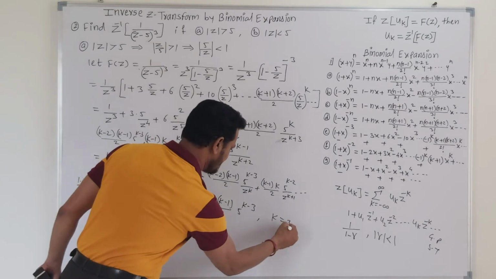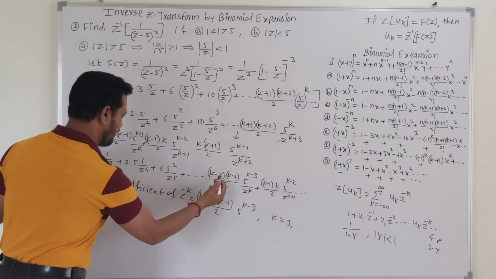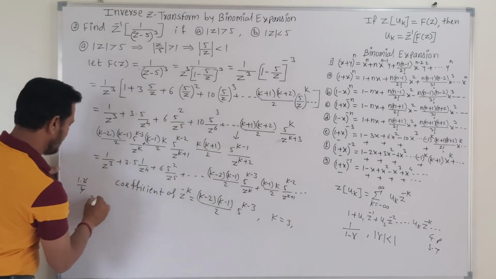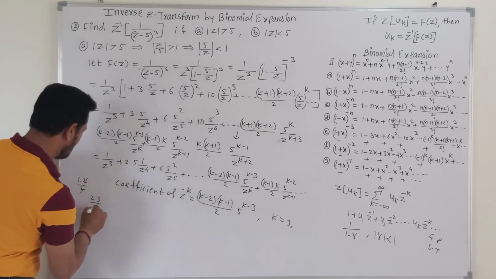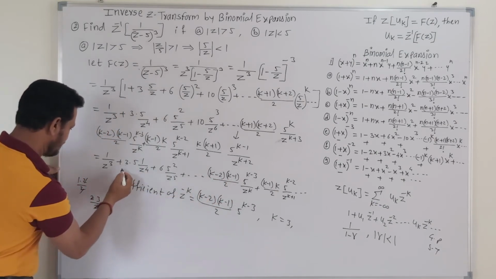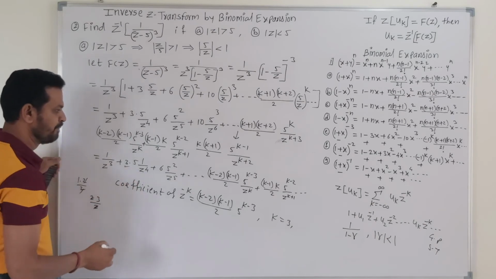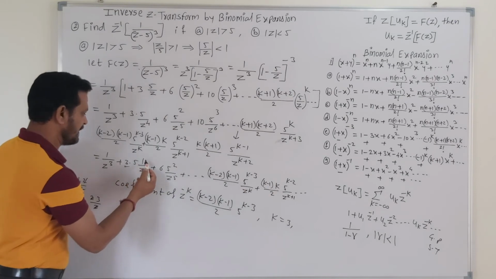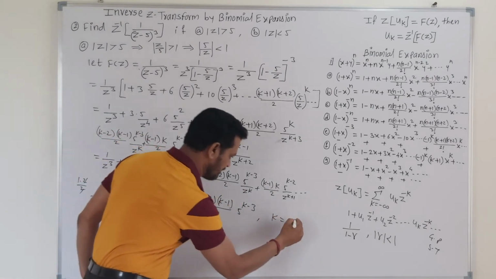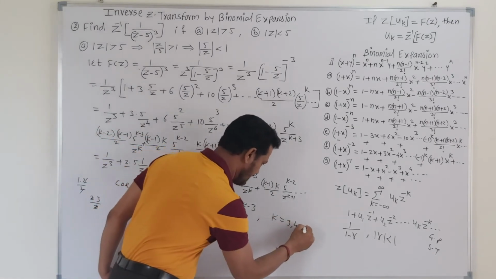Again if we put k is equal to 4, then this becomes 4 minus 2 is 2, 4 minus 1 is 3, divided by 2, these 2 will get cancelled, so we get this as term 3. Then this is 5 raised to 4 minus 3, that means 1, that means 5 raised to 1, 1 upon z raised to 4. That means next value of k is 4 and so on.